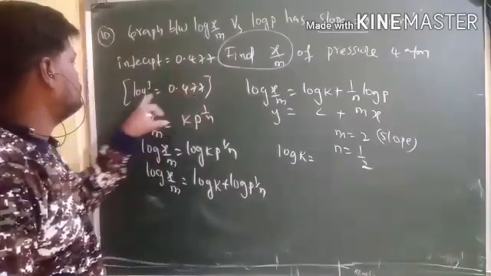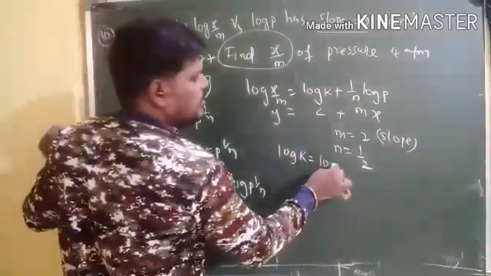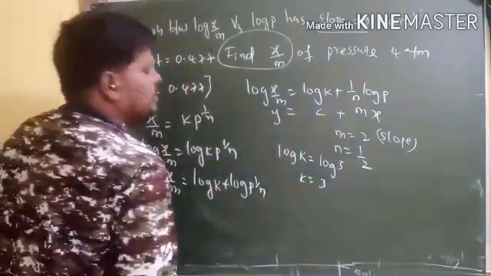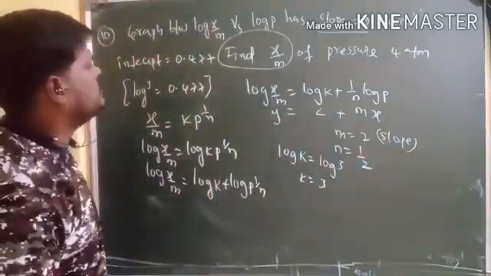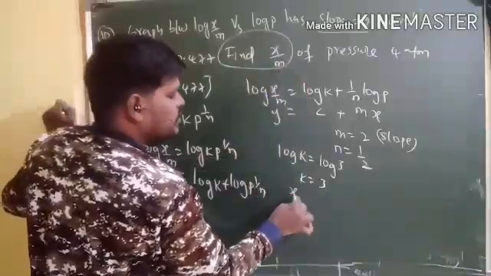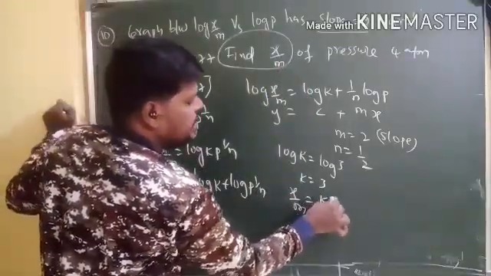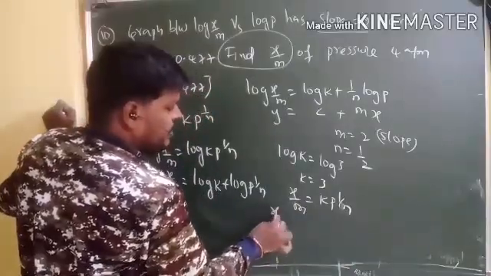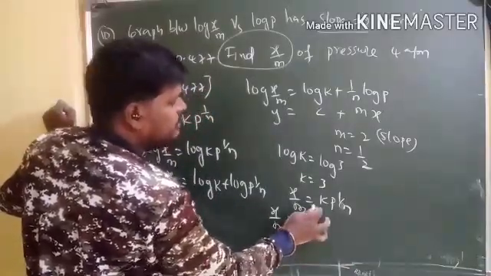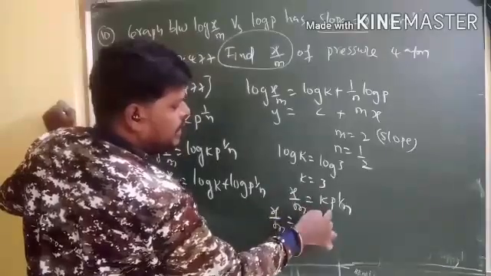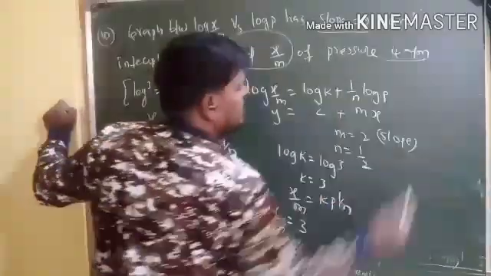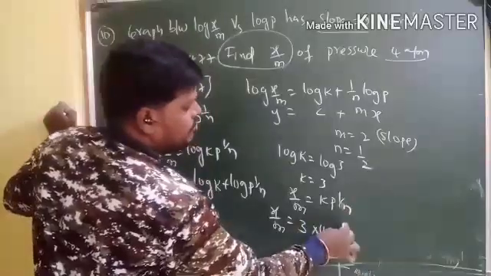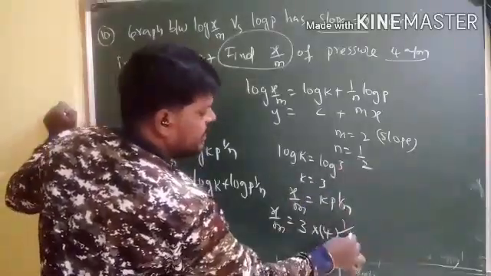0.477 is equal to log 3. That's why here log 3, so k is equal to 3. So now to find x by m: x by m is equal to k into the power of 1 by n. What is the k value, sir? 3. And the pressure p is 4, so 4 to the power of 1 by n, what is the value, sir? 1 by 2.